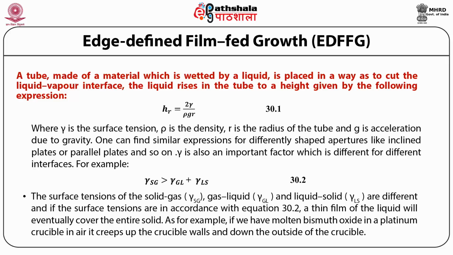And if the surface tensions are in accordance with equation 30.2, a thin film of the liquid will eventually cover the entire solid. As for example, if we have molten bismuth oxide in a platinum crucible in air, it creeps up the crucible walls and down the outside of the crucible.